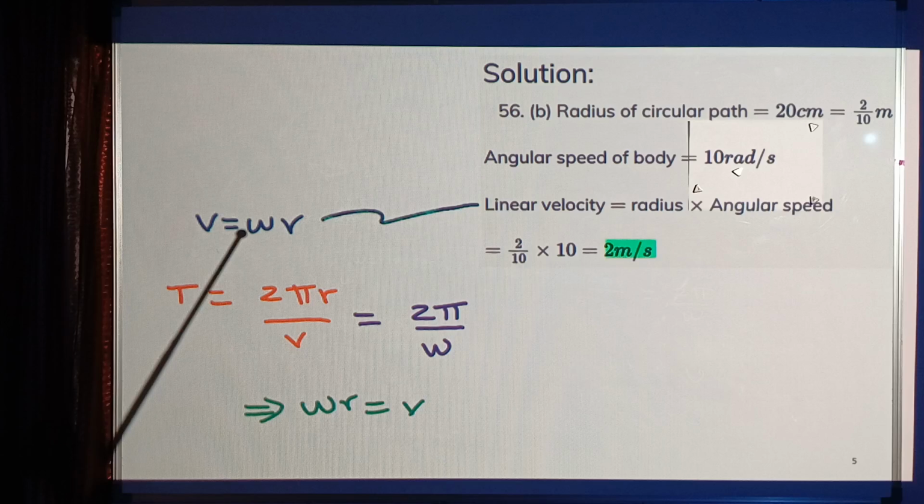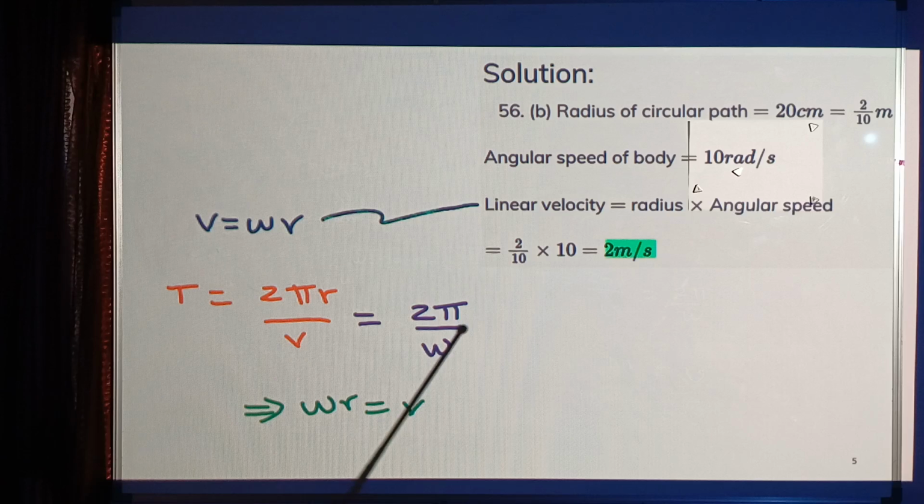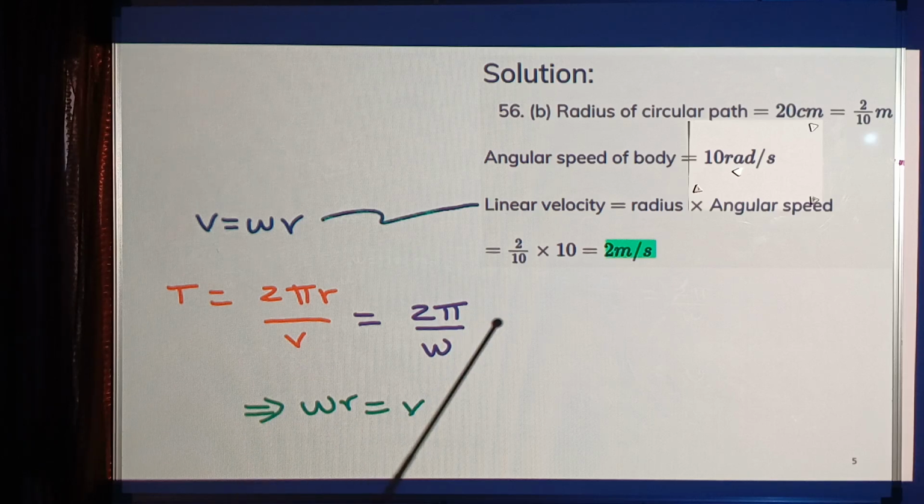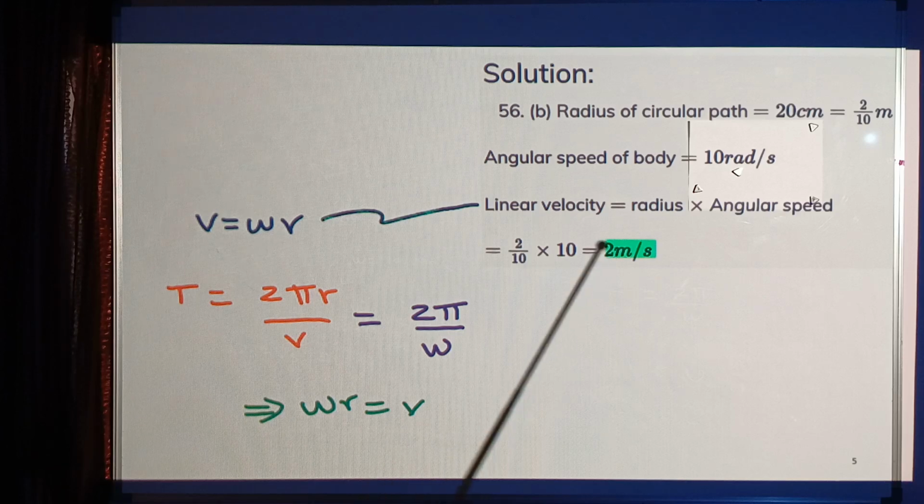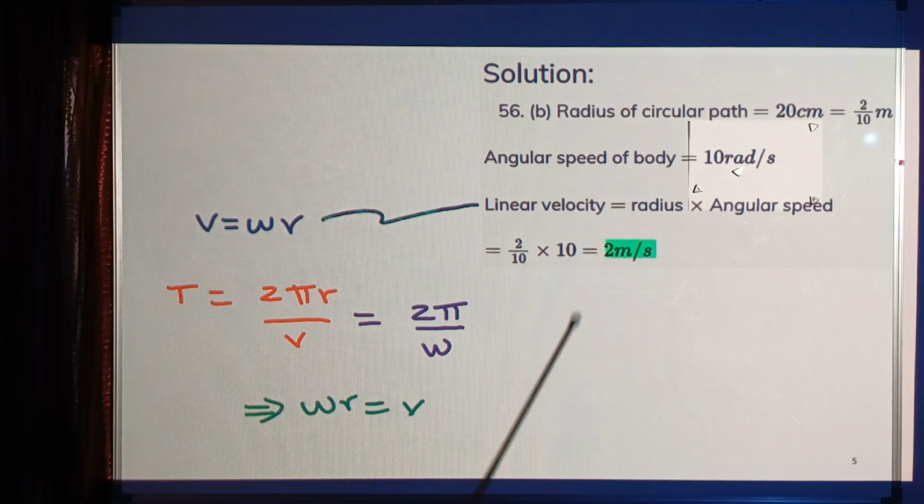This thing can be understood because the time can be defined in 2 ways. One is with the circumference and the linear speed, and the other is the total angle it covers in one revolution, 2 pi, and the speed of omega. Distance by speed is the time. So that can be calculated in 2 ways: linear distance by linear speed, and angular displacement by angular speed. From this you get the relation v equal to omega into r, and using this we get linear speed as omega into r. So that will be 2 meters per second.